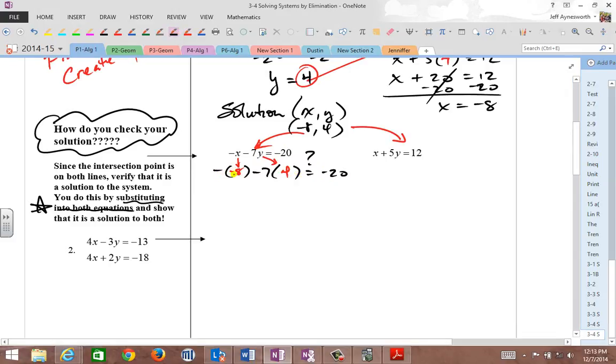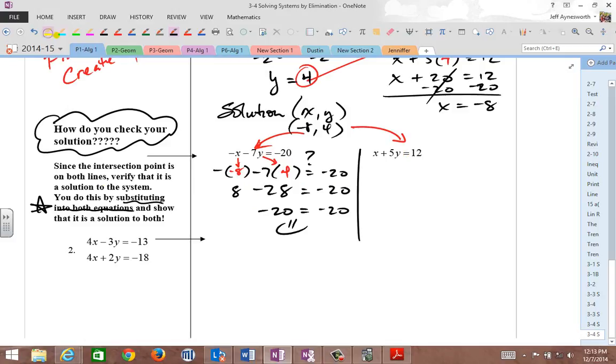I know the negative of negative 8 is 8, minus 28 here. Is that equal to negative 20? And the answer is yes, because 8 minus 28 is negative 20. And negative 20 equals negative 20, so it checks out. We say that it satisfies this equation, which means that it is a solution of that equation. But to be a solution to the system, it has to satisfy both equations, not just one.